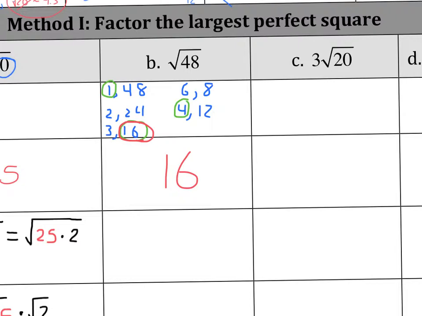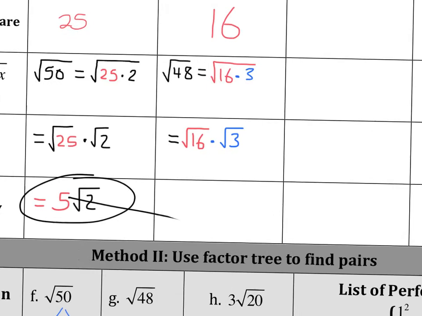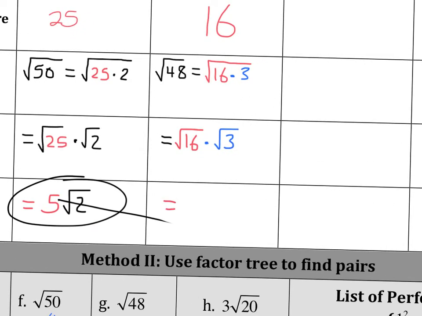Now, of course, the square root of 48 breaks up so that I have radical 16 times 3. Then the next step says I'm going to split the radical so that I have radical 16 and radical 3 as a product. Then I bring down the square root of 16, which is 4, and bring down the square root of 3. And there's my answer, 4 radical 3.